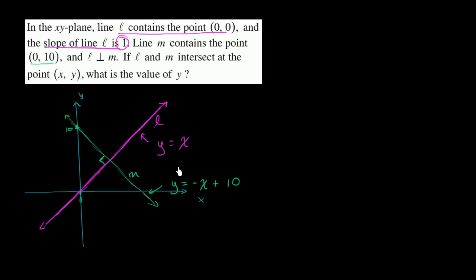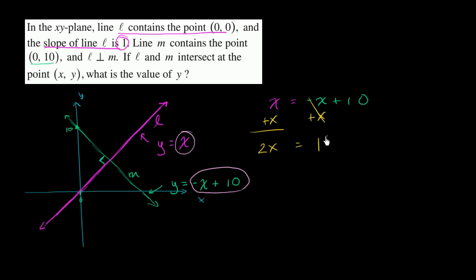So we've already solved both of them in terms of y. So this is equal to y, and this needs to be equal to y, where they intersect. So let's set those two equal to each other. So at the point of intersection, x is going to be equal to negative x plus 10. Now to solve for x, you can add x to both sides. I'm just going to add x to both sides to get rid of that negative x. So we're going to be left with 2x is equal to 10.